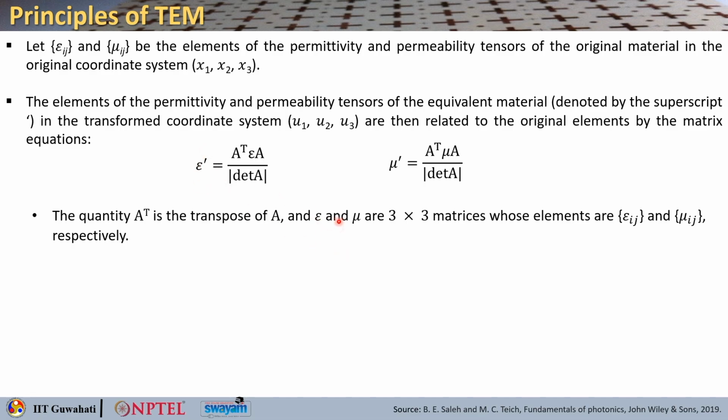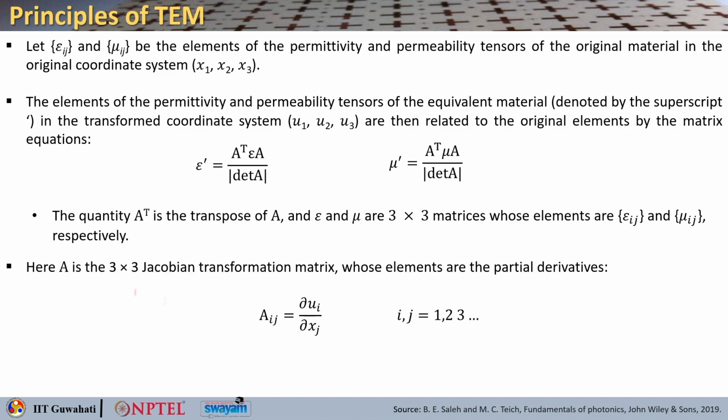Before that, we have to understand that epsilon and mu are basically 3 by 3 matrices. That is why you can have epsilon ij as each element, mu ij, where i and j both run from 1 to 3. Now, here is how A looks. A is basically a 3 by 3 Jacobian transformation matrix. The elements are the partial derivatives of the new coordinate system with respect to the old one. So, Aij equals dou ui by dou xj, where i and j both are 1, 2 and 3.